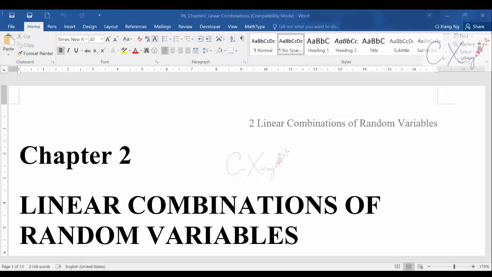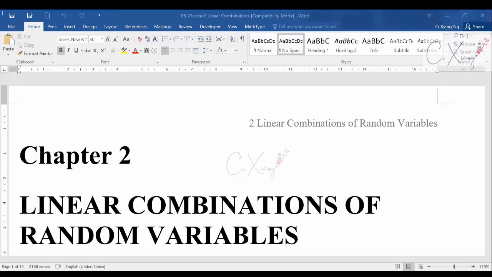Because we just completed our Poisson chapter in chapter number 1, for chapter number 2, I will go straight into the Poisson first, when you are still quite fresh with what we have learned in Poisson distribution.